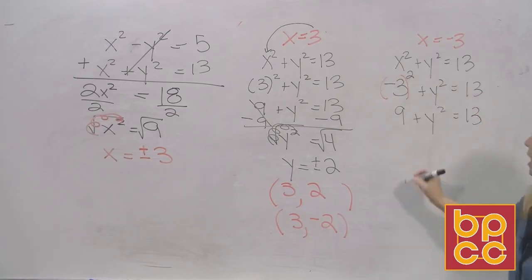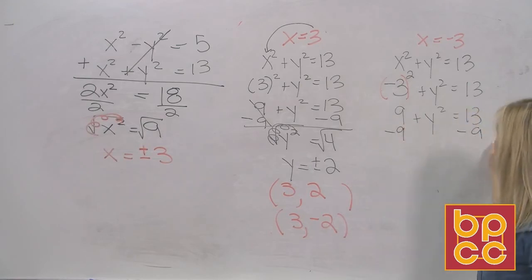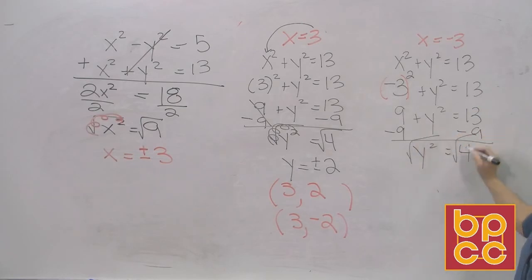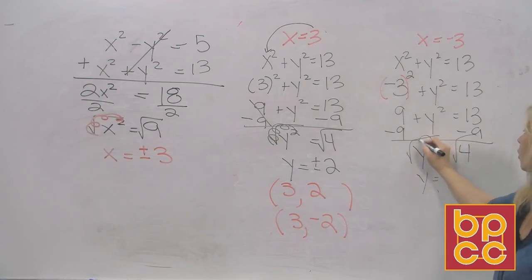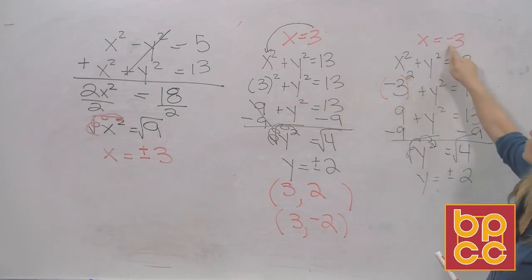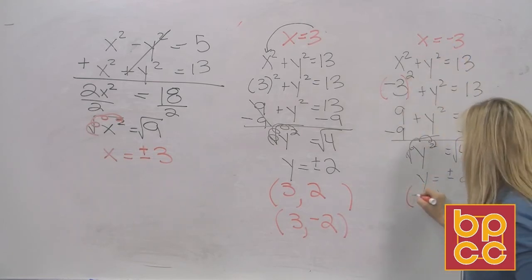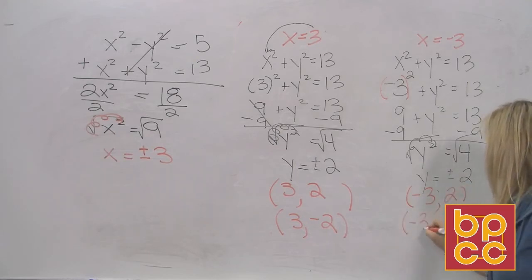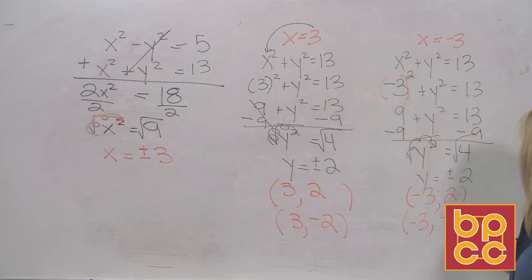It's squared. It's a quadratic. I'm going to subtract 9 to isolate the square. I'm going to square root both sides and get y equals plus or minus the square root of 4, which is 2. Now you're going to say, well, it's the same answer, but it's not. Because this time we didn't use 3, we used negative 3. So when x was negative 3, you got out 2 different y values. That makes 2 different points. So when x is negative 3, y can be positive 2. When x is negative 3, y can be negative 2.